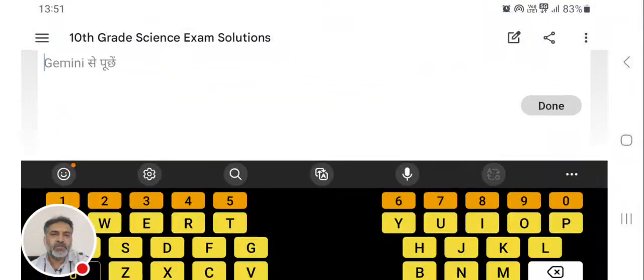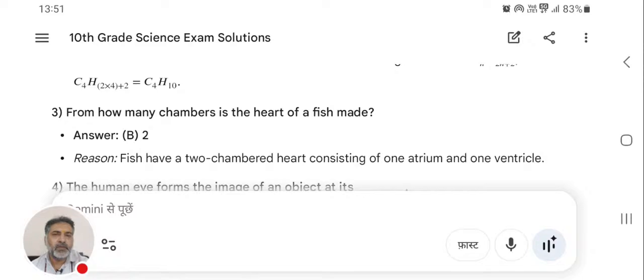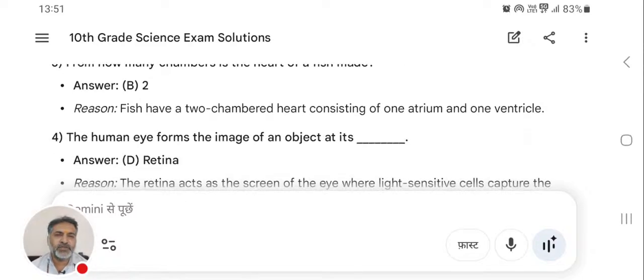Next, question number 3. How many chambers is the heart of a fish made of? 2. Answer is 2. So the fish has a 2 chamber heart. The heart consists of 1 atrium and 1 ventricle.